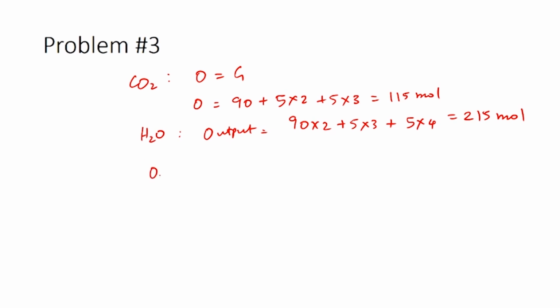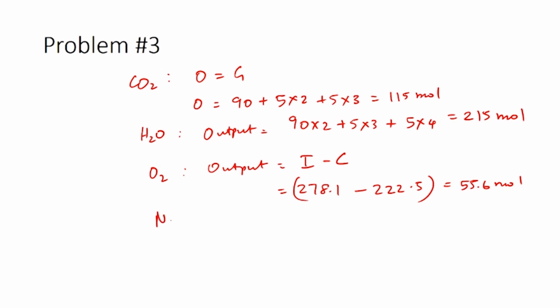So, we already know how much oxygen is fed, we also know how much oxygen is consumed during these reactions. So, we can calculate the output for oxygen as input minus consumption, which would be 278.1 moles minus 222.5 moles, giving you 55.6 moles. Nitrogen does not take part in the reaction. So, whatever is coming in would also be leaving. So, output for nitrogen would be 1046.3 moles. So, with this we have the composition of the stack gas which is entering the waste heat boiler.